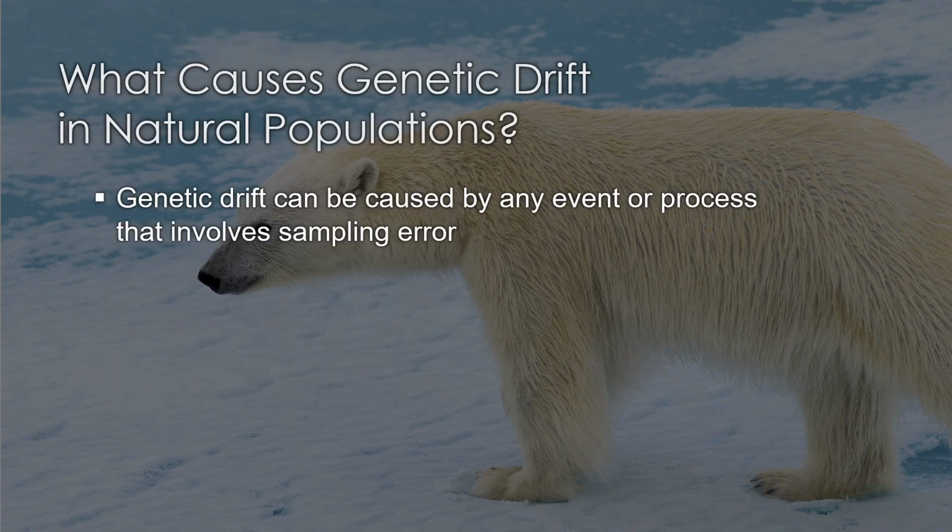The random sampling process that takes place during fertilization occurs in every sexually reproducing population. Similarly, accidents that remove individuals at random occur in every population in every generation. It is important to realize, though, that since drift is caused by sampling error, it can occur by any process or event that involves sampling. Not just the sampling of gametes that occurs during fertilization or the loss of unlucky individuals due to accidents.